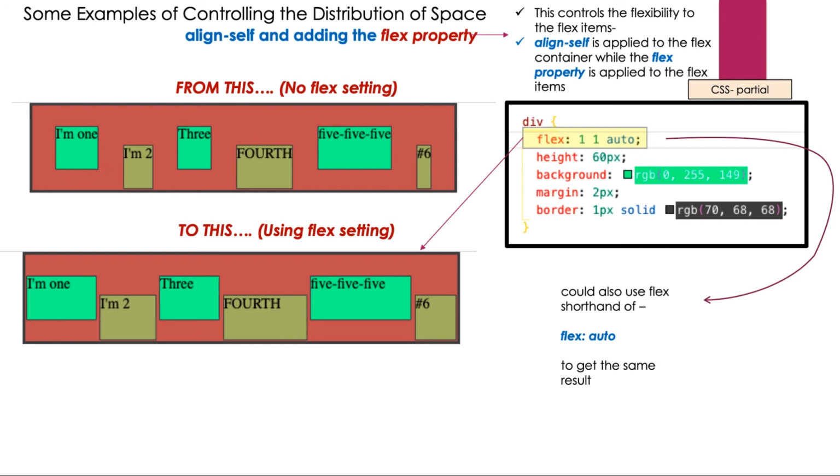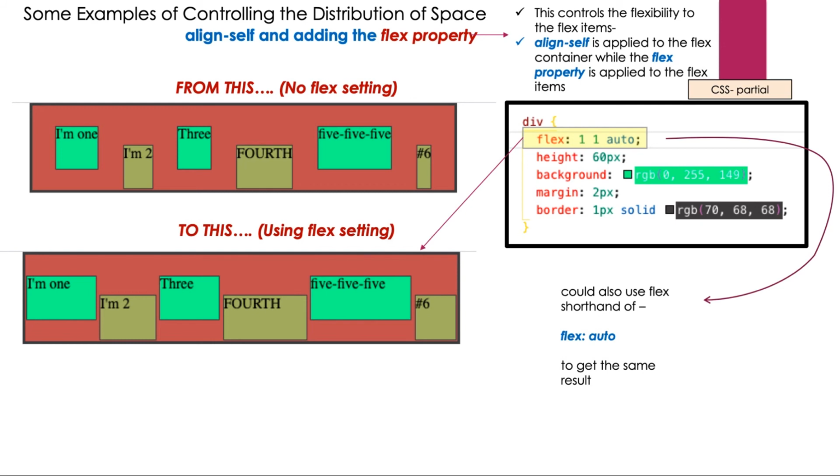Now let's take what we did just a step farther to make some more modifications. Adding to align self, we're going to use the flex property. Let's refresh ourselves because we've seen this earlier. This controls the flexibility of the flex items. Align self, along with many of the things we've just been talking about, applies to the flex container, while the flex property is applied to the flex items themselves.